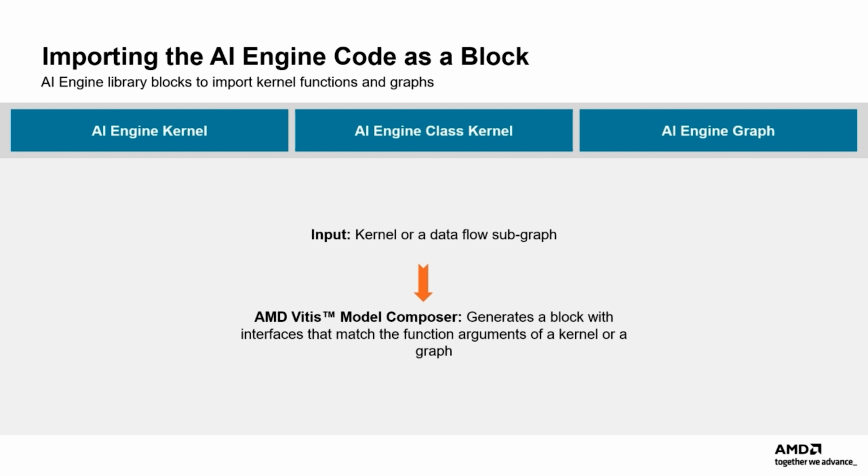When importing the AI engine kernels, Vitis Model Composer will create a block with an interface that has input and output ports equivalent to the arguments of the AI engine kernel functions. The tool also provides the flexibility to configure the kernel parameters using the block parameters dialog box.